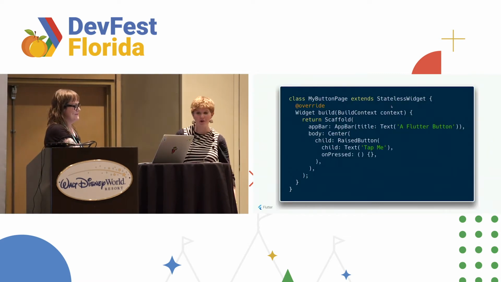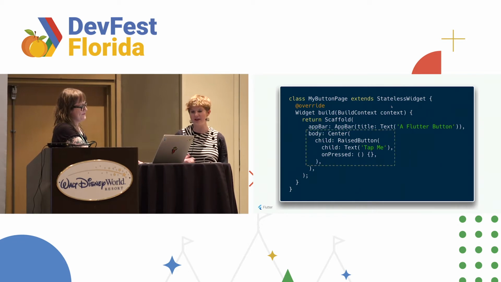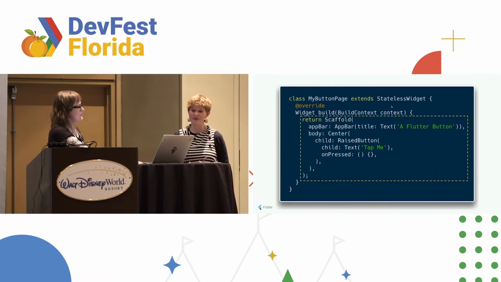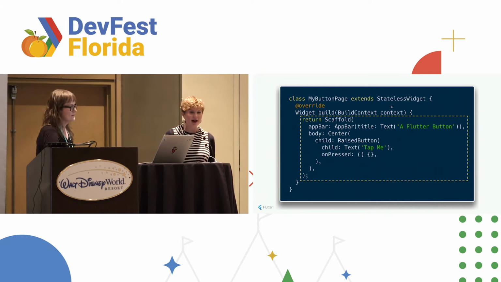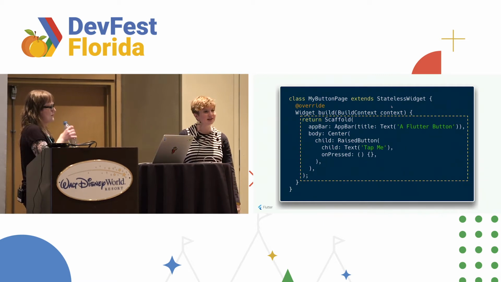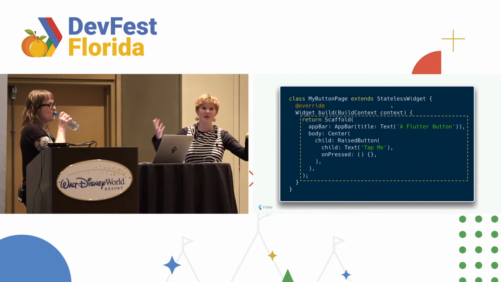So the code for that whole example is here. You've got your body with that text and the button. And then there's the app bar. And all of that folds up into the scaffold. And you can see that this entire app that we showed a second ago is a widget. It's called MyButtonPage. And you have that build method. The build method is what Flutter calls when it's ready to display it to screen.